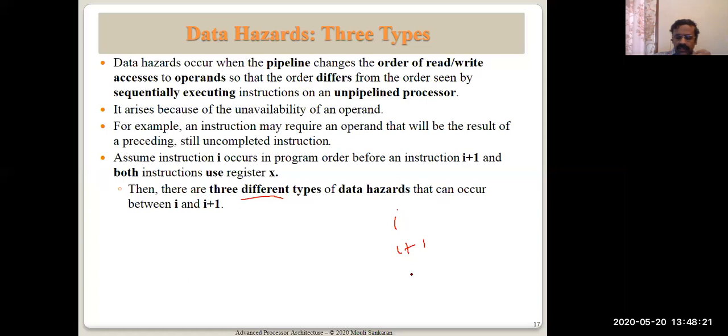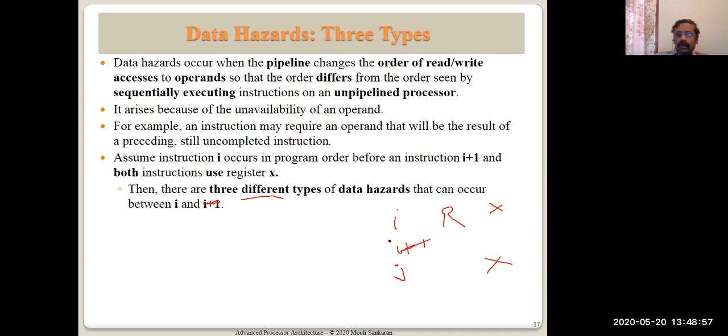It's not only I plus 1, even I plus 2, I plus 3 can be there. For simplicity, I will say J. Maybe I should remove this I plus 1 and make it J, because generically it can be in any order, any instruction I or J. Imagine instruction I wants to access some operand, some register which I am calling X, and J also wants to access X.